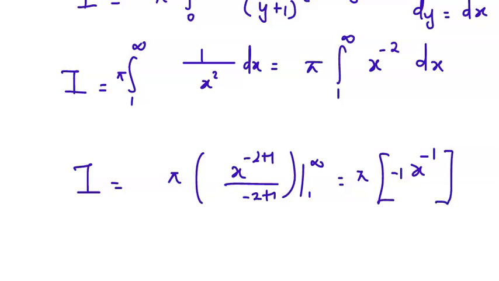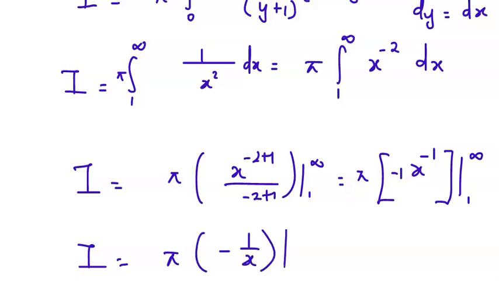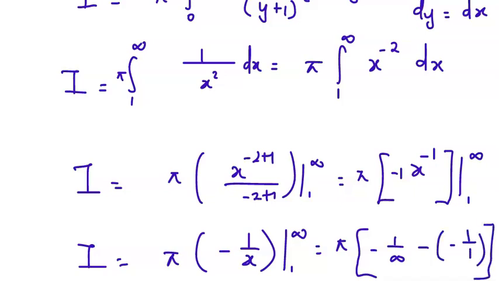So we're going to have our limit from 1 to infinity. Simplifying that nicely, we take this as negative 1 over x, right? And then from 1 to infinity. So this is going to be equal to pi in brackets. If you substitute infinity, we get negative 1 over infinity. Then minus, put 1, we get negative 1 over 1, right?